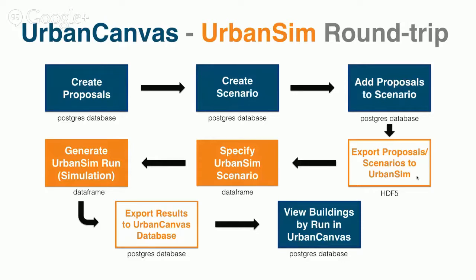Specify what you want to run, which projects are going to be applied in the UrbanSim run, and that includes what years they'll come into existence. And then generate a run. And that's mostly happening in a data frame. Changes will get saved back to the HDF5, and then ported back over to the database, and you can take a look at the buildings in UrbanCanvas.